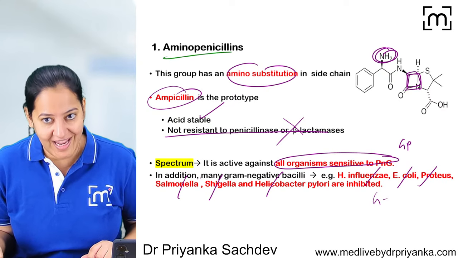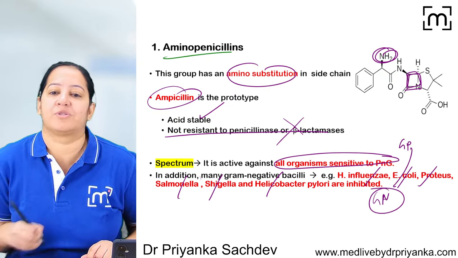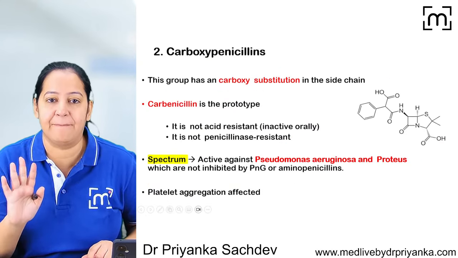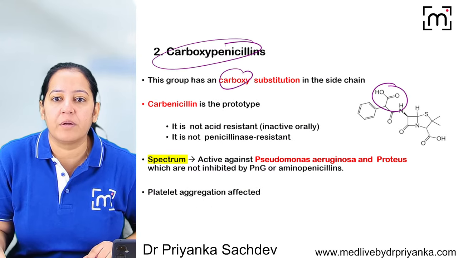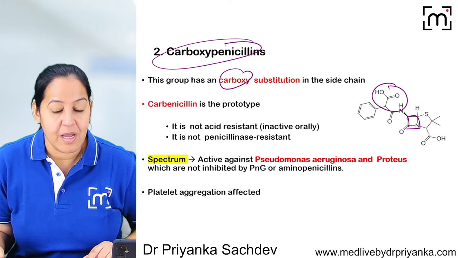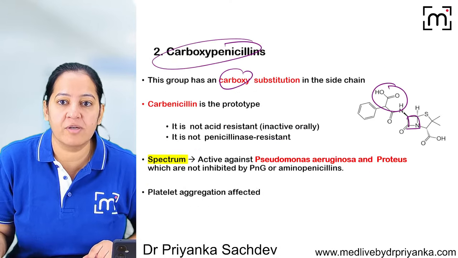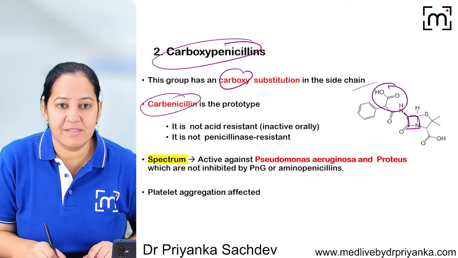So gram positive are covered, but a little bit of the gram negative are also covered. You have to learn the names. This is ampicillin. Better are the carboxypenicillins. Here the carboxy group is there, the COOH group. The beta-lactam ring is there, but there is a COOH group. Here the amino group was there, here carboxy is there. Carbenicillin is the prototype here.